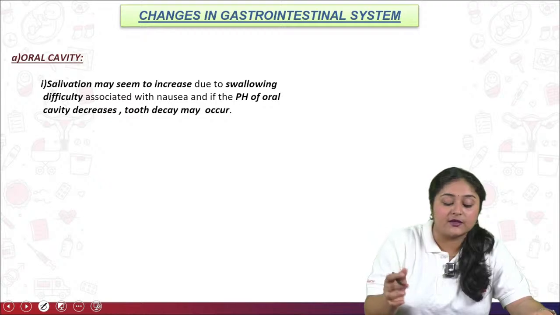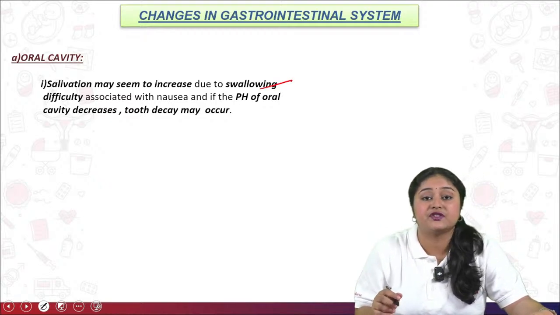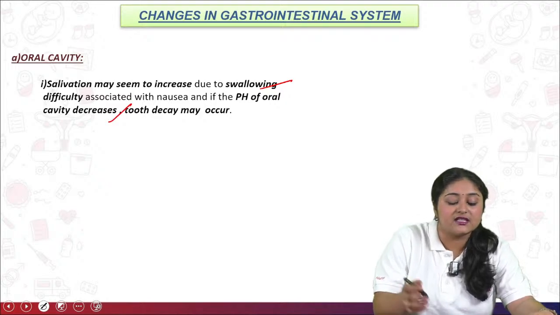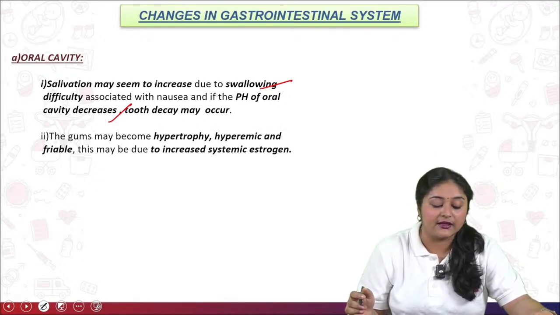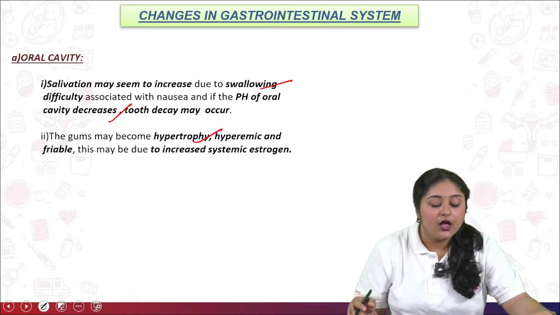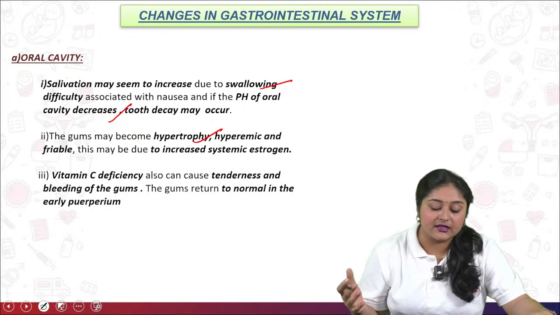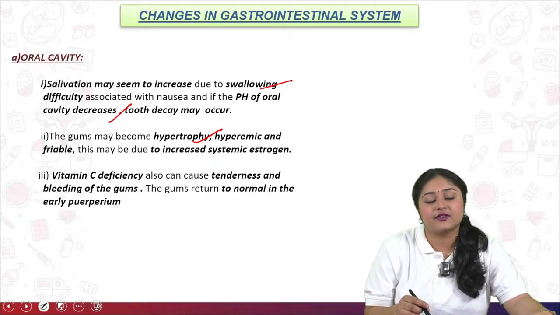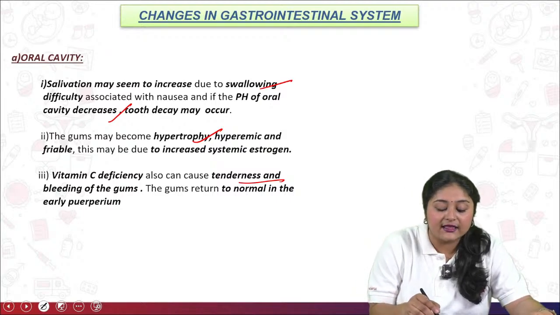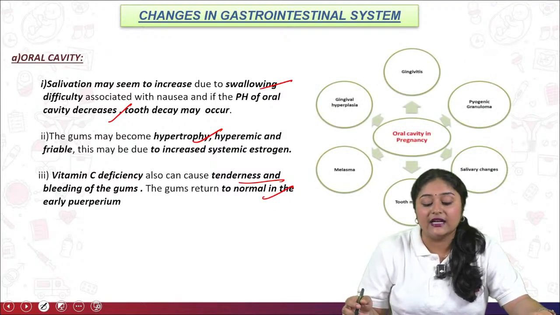Salivation might be increased due to swallowing difficulty associated with nausea, and if the pH of the oral cavity decreases, tooth decay can occur in the mother. The gums also become hypertrophic, hyperemic and friable, which may be due to the increase in systemic estrogen. Vitamin C deficiency can also occur, which can cause tenderness and bleeding of the gums, and the gums return to normal in the early puerperium period.